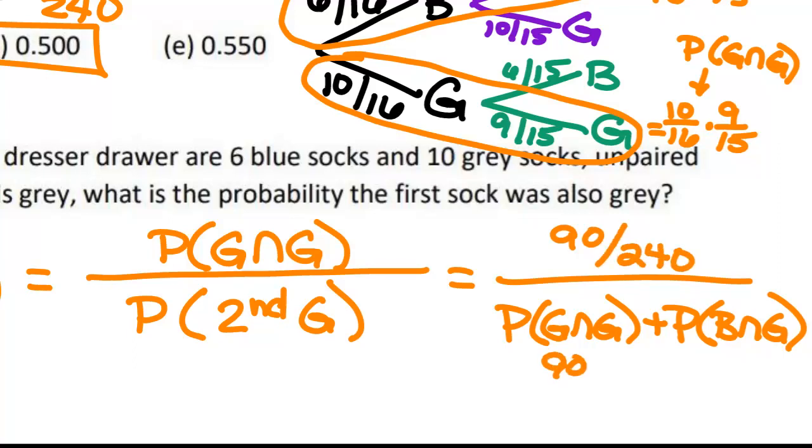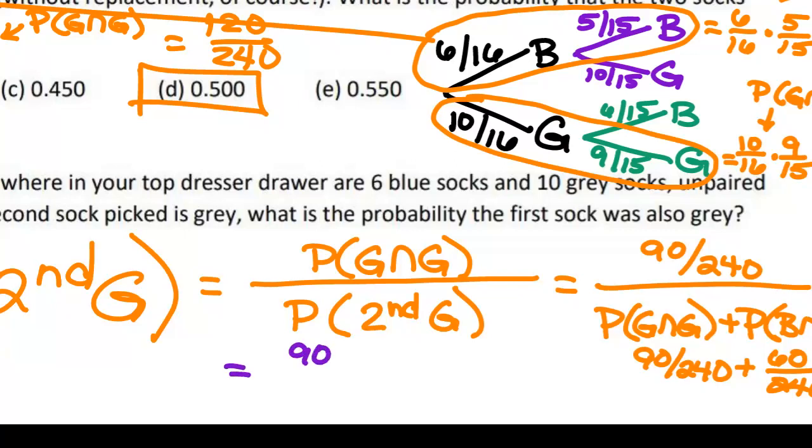So I'd have 90 out of 240 plus the probability that it's blue and then gray would be 60 out of 240, right? 6 over 16 times 10 over 15. That's the other way I could get a second sock that's gray.